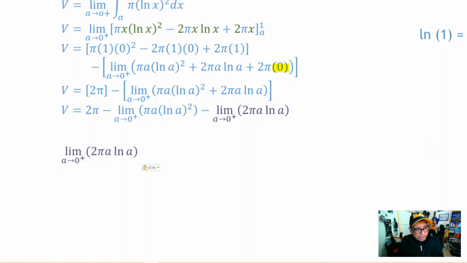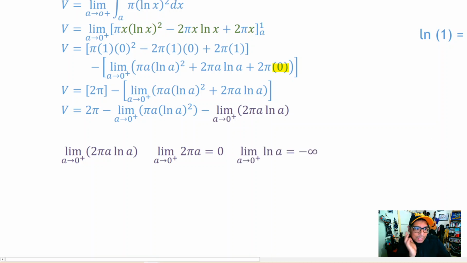Okay, as a goes to 0, 2 pi a will go to 0. But the natural log of a, as a approaches 0 from the right, that's actually going to go to negative infinity. Meaning I have a disguised form of L'Hopital's rule. So I'm going to get this set up for L'Hopital's rule by creating a ratio. I'll just leave that 2 pi on the outside of that limit since it's constant. And I've got the natural log of a over 1 over a. So I'm going to use L'Hopital's rule now.